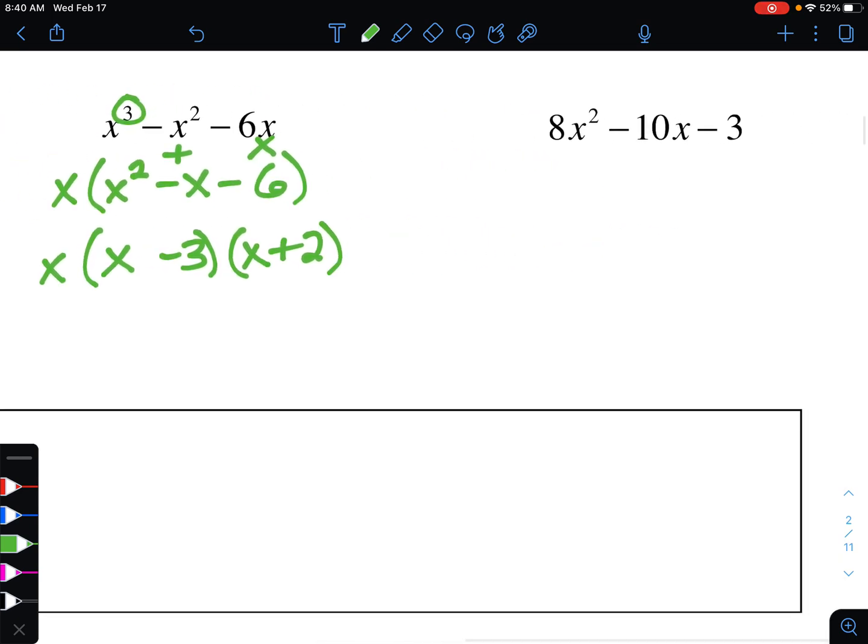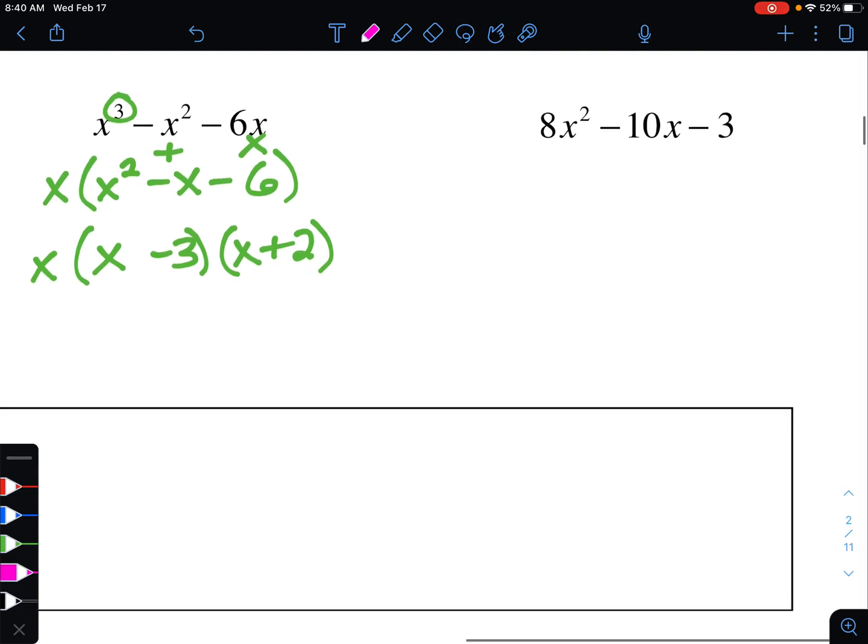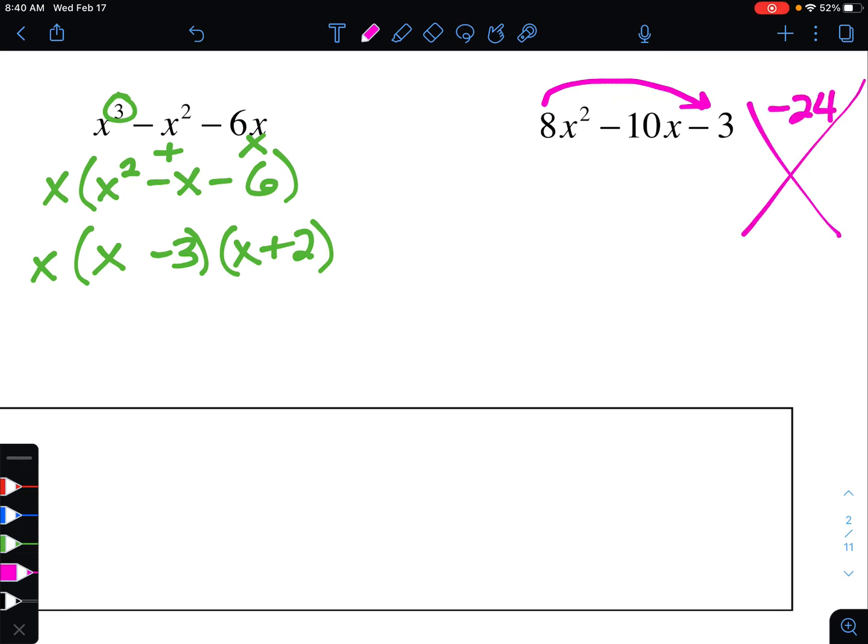Now this last expression is probably the trickiest. It is the one that takes a little bit more time, which is where you don't have a common factor and the number in front of x squared is a number larger than 1. In this case, we're going to start by taking that number in front of x squared and multiplying it by our constant. So 8 multiplied by negative 3 is a negative 24. We're then going to set up this x, or some people will call it a diamond, with the negative 24 on top and the negative 10 underneath.